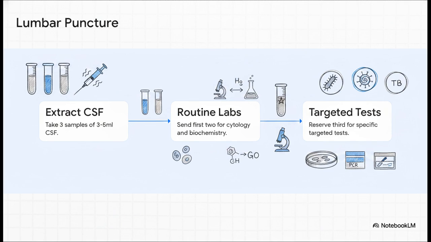Now, to get those perfect results, you need a flawless collection technique. You've got to follow this strict lumbar puncture sequence. First, you extract 3 separate 3 to 5 milliliter samples. The first 2 go immediately over to cytology and biochemistry to check cell counts and glucose. Then, you strictly reserve that 3rd sample for your definitive targeted tests, stuff like a bacterial culture, a viral PCR, or a Ziehl-Neelsen stain for TB.